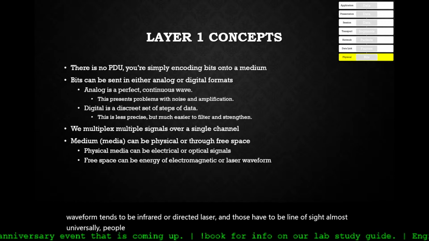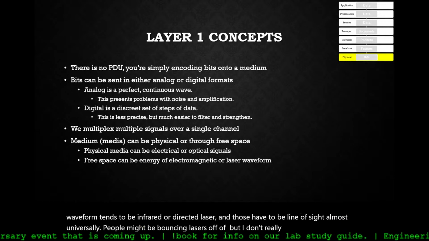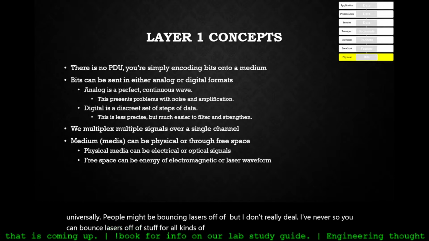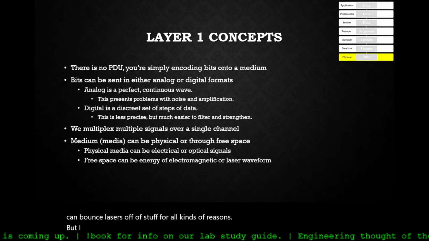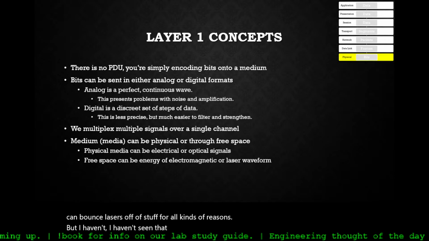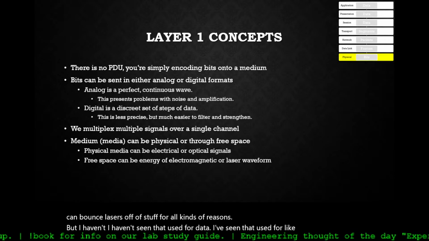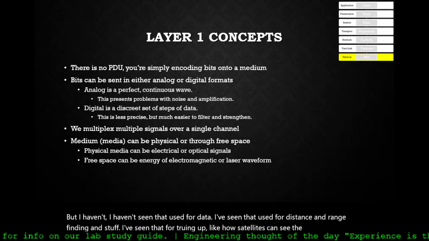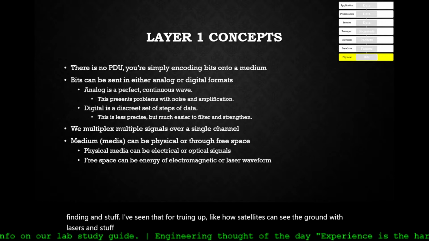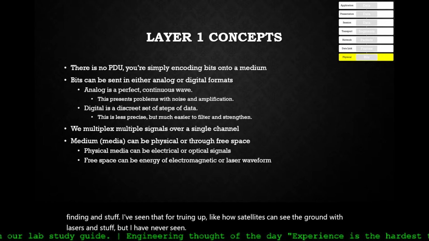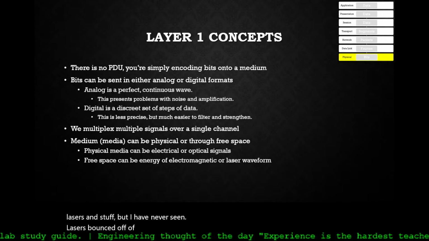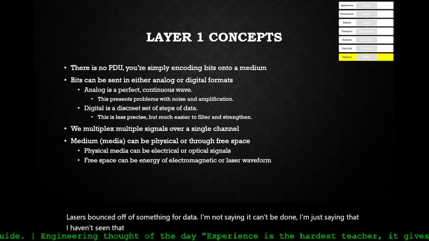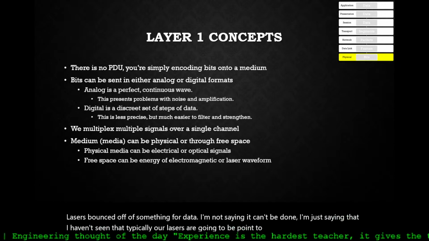People might be bouncing lasers off of things, but I've never seen that. You can bounce lasers off of stuff for all kinds of reasons, but I haven't seen that used for data. I've seen that used for distance and range finding, and for truing up, like how satellites can see the ground with lasers. But I have never seen lasers bounced off of something for data. I'm not saying it can't be done, I'm just saying that I haven't seen that. Typically, our lasers are going to be point to point, under 5 kilometers.